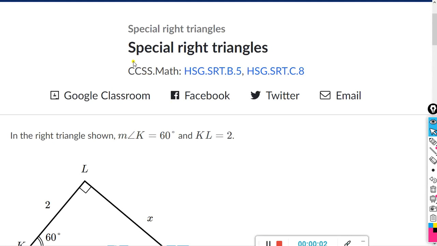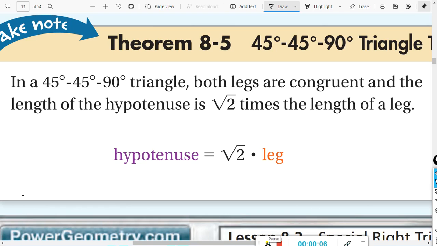This will be for the con assignment, special right triangles. So just some notes before we begin. These are the angle measurements of a triangle. In a 45, 45, 90-degree triangle, both legs are congruent, and the length of the hypotenuse is radical 2 times the length of a leg.